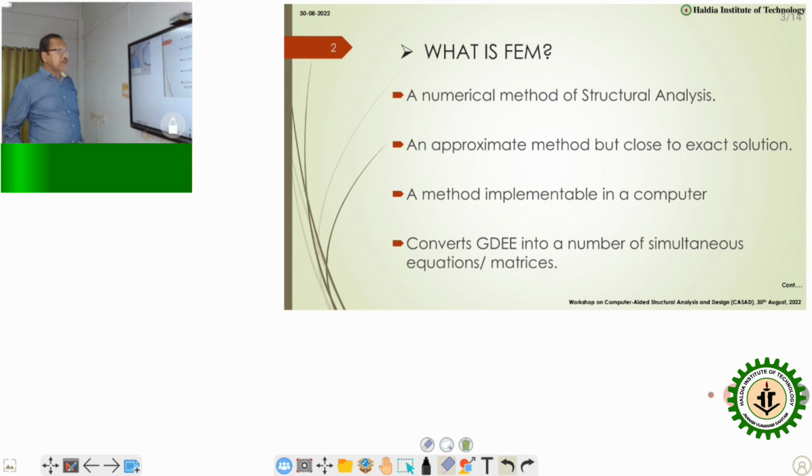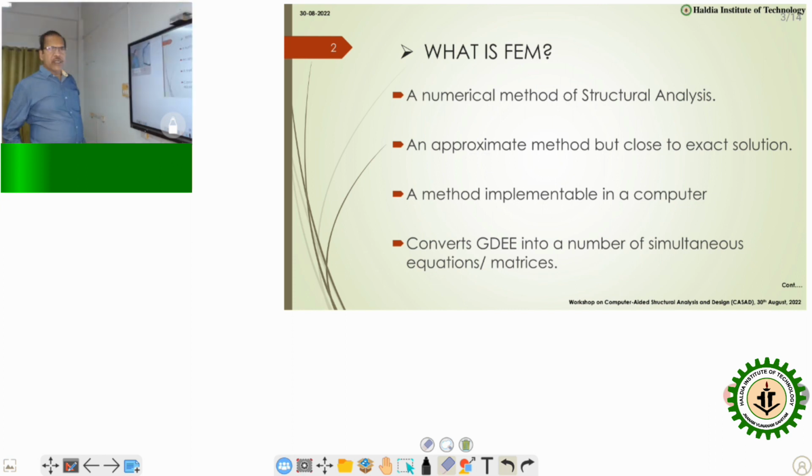It's an approximate method, but that doesn't mean we can't get the exact value. In the sense that we can be very close to the exact solution, though it's an approximate method. This method is implemented in a computer, because whenever we have to apply it to a very complicated structure, or a structure having a good number of nodes and degrees of freedom, there is no other option before us than to resort to the finite element method.